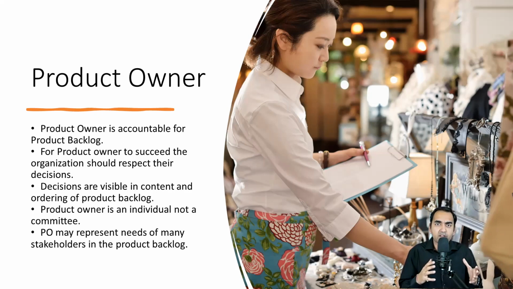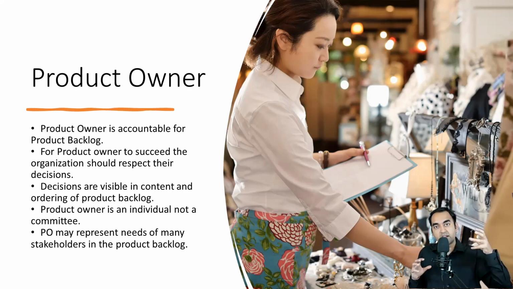And last but not least, the PO may represent the needs of many stakeholders in a product backlog. Suppose you are working for a bank, and there is a business requirement that we have to make sure we don't process any crypto payment. This is a requirement from a business stakeholder. This needs to be incorporated by the product owner in order to put it in the product. And how will he or she do it? He will make it an item in his or her product backlog, organize it, prioritize it, further break it down, and then the team can implement it.